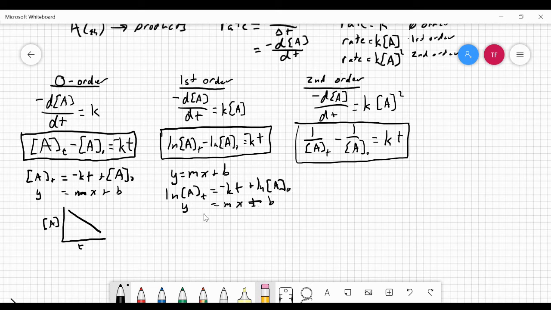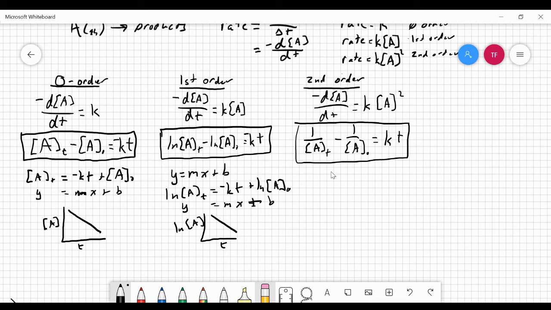So now if we do a graph, and instead of graphing concentration versus time, we graph the natural log of the concentration versus time, if this gives us a linear graph, then we know we have a first order reaction. So graphing natural log of A versus time, if it gives us a line, we know we have a first order reaction. If it gives us a curve of any sort, then we know that it's not first order. Then we know that it's either zero order or it's second order.